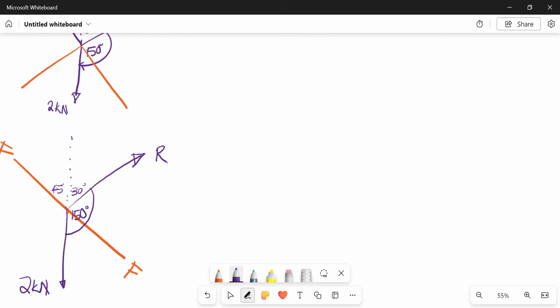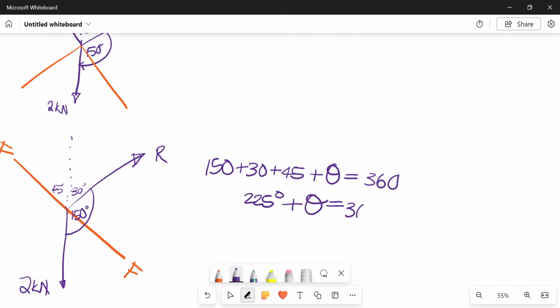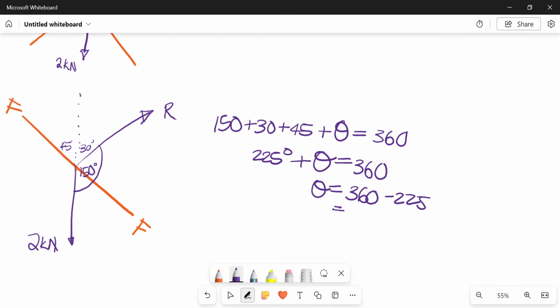So we know that the angles of an entire revolution should give you 360, right? So you can add 150 plus 30 plus 45 plus the unknown. It should give you 360. So all of this gives me 225. 150 plus 30 plus 45. Okay, I get 225 degrees plus theta equals 360. Theta is 360 minus 225, and it gives me 135.